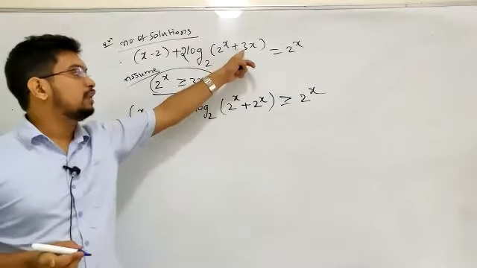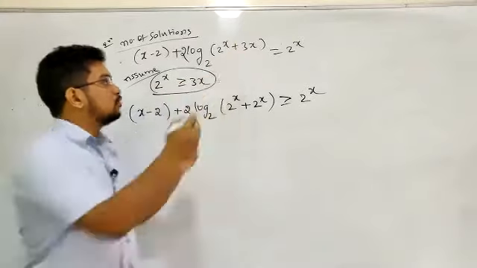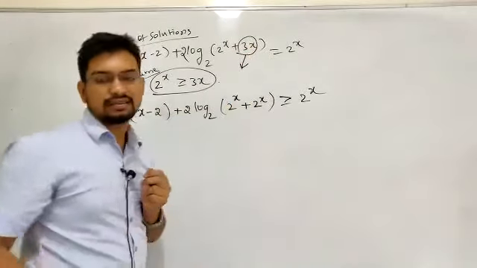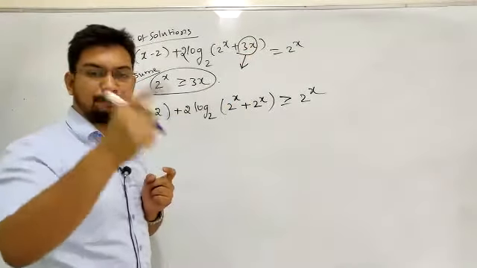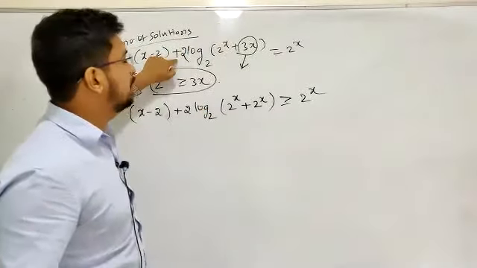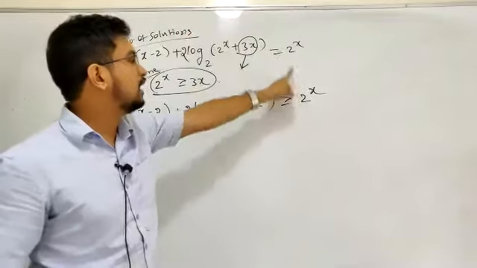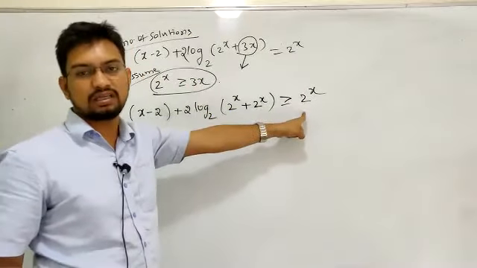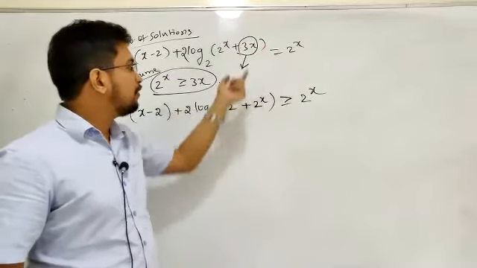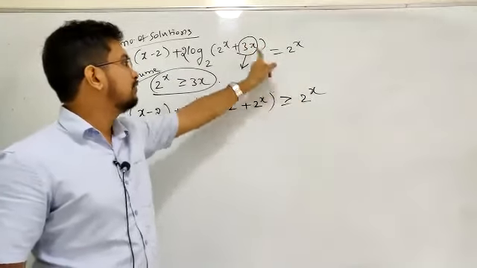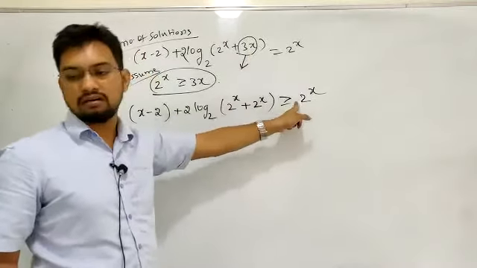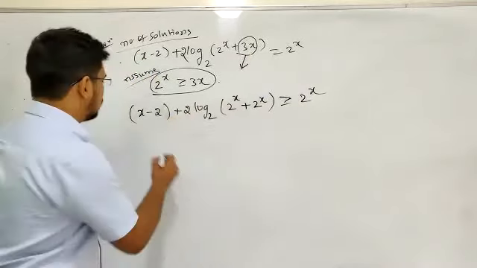Because there is a value here, this 3x is being replaced with a value which is greater than it. That is the reason this entire value, as there is a plus here, will be greater than or equal to 2 power x. When I write equal, it will be equal. If I write a greater value, it will be greater because there is a plus here, right? The problem is done from here.